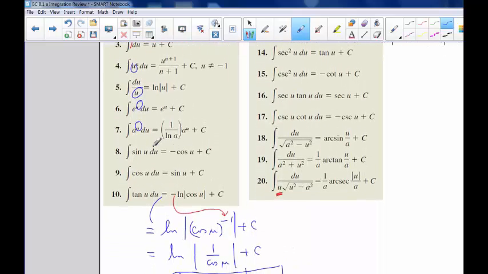These next few formulas you should remember. The integral of sine u is negative cosine u, because the derivative of cosine u is negative sine u. Since the derivative of sine u is cosine u, the integral of cosine u is sine u.